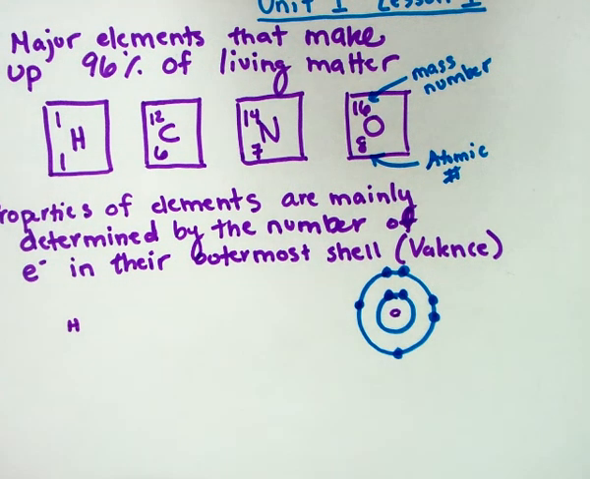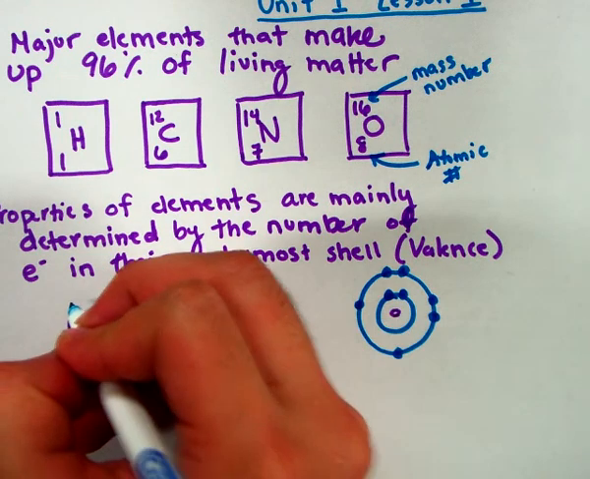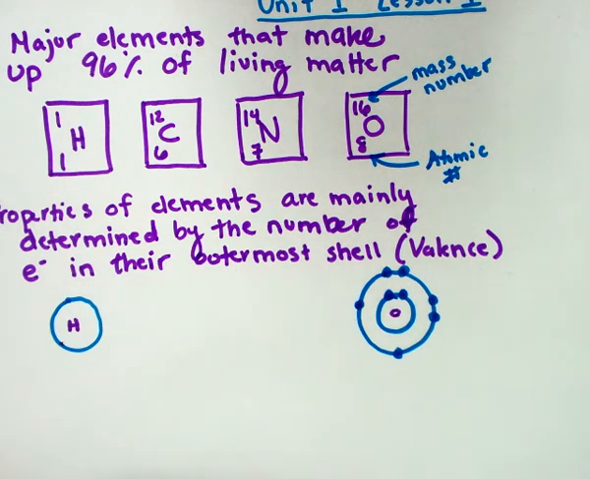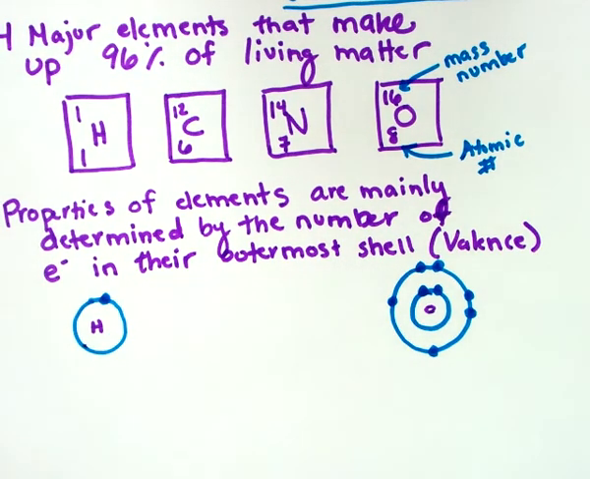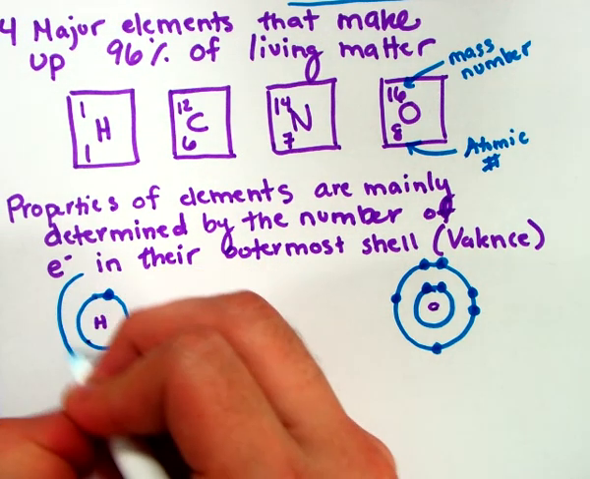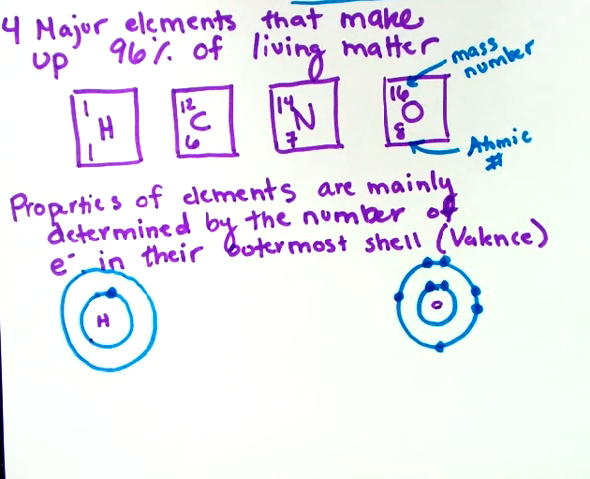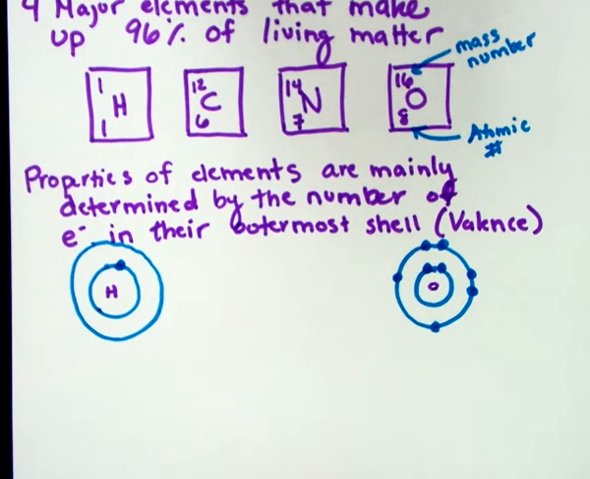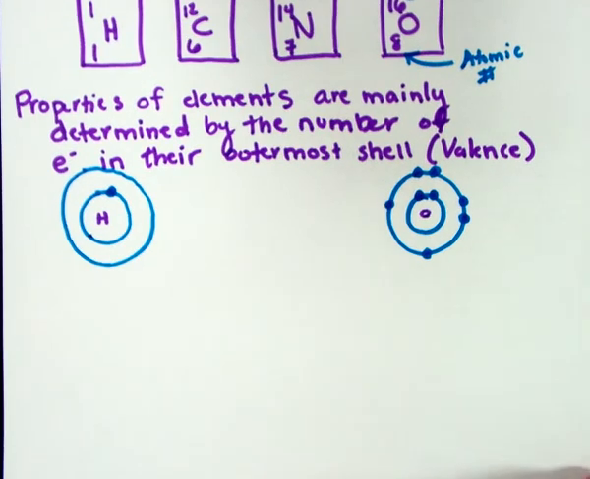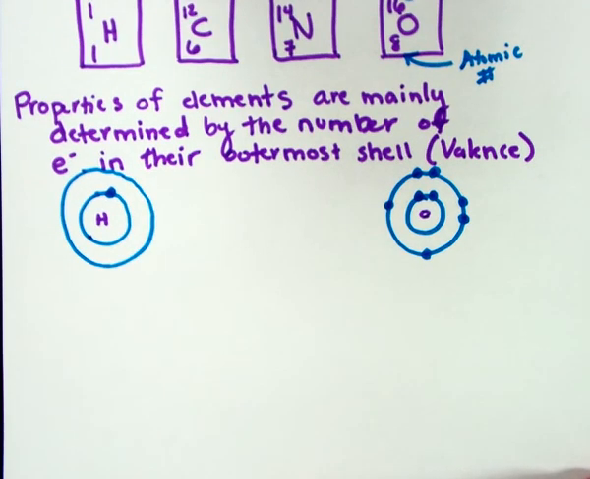Hydrogen, on the other hand, the atomic number is 1, so it actually only has 1 electron in its innermost shell. Okay. So the reason why we have to understand these electron shells is because based on how many there are, this can tell us about what molecules or chemical bonds this atom might be involved in.